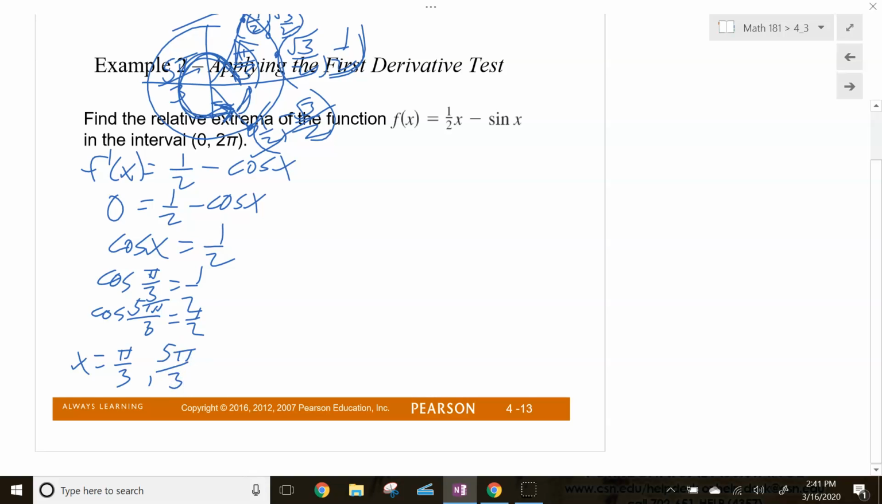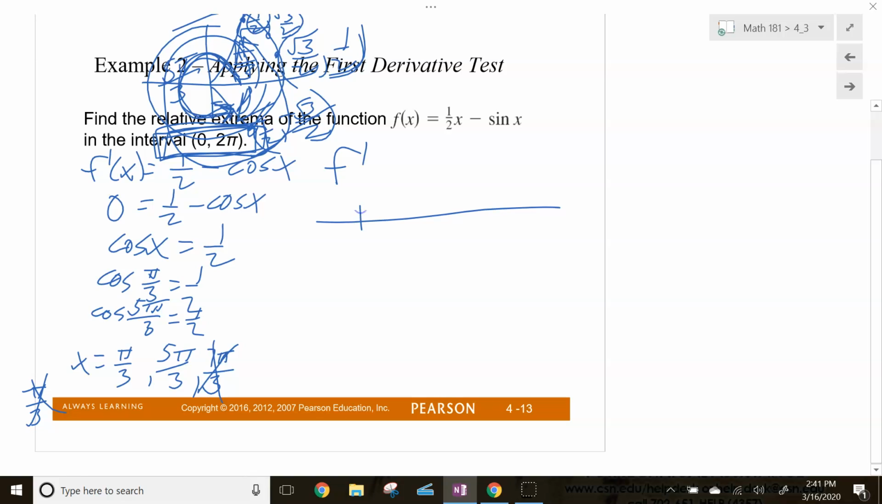Now, I know negative pi thirds also works. I also know 2 pi plus pi thirds, in other words, go around and clear there to the pi thirds again, so 7 pi thirds. That's another one. But we're only looking between 0 and 2 pi. This is the 0 to 2 pi there. So that's all we're going to examine since we're only looking from 0 to 2 pi. So pi thirds, 5 pi thirds on this thing. And then we'll just plug in some points.